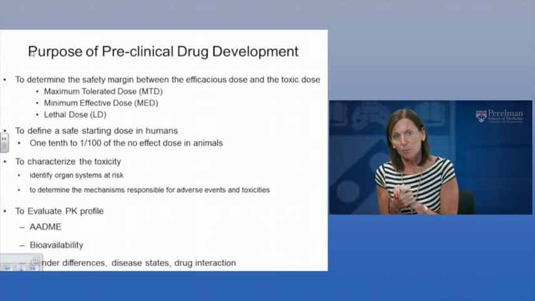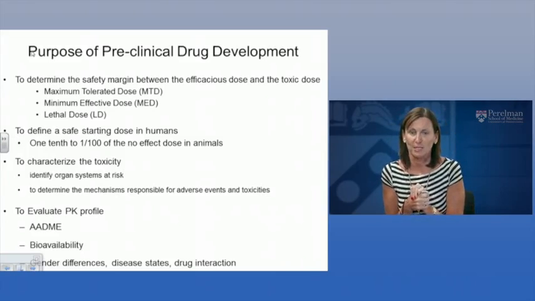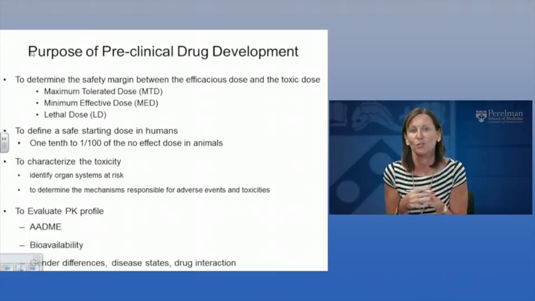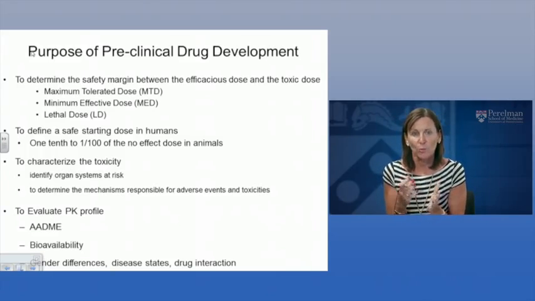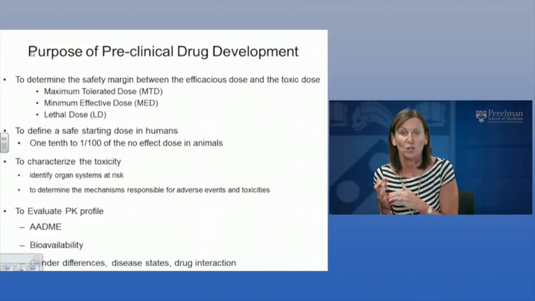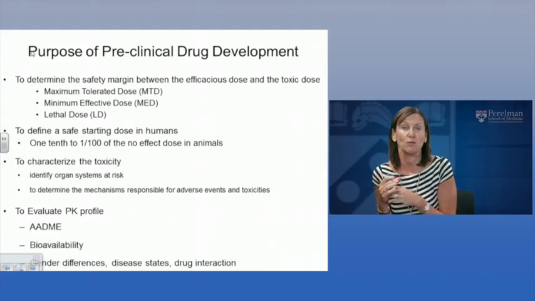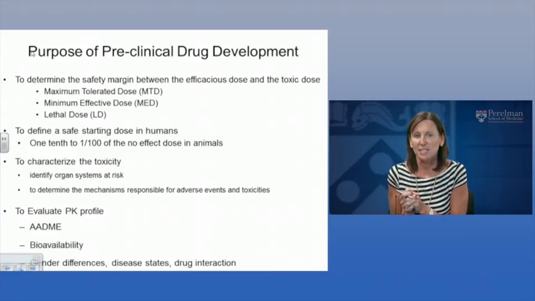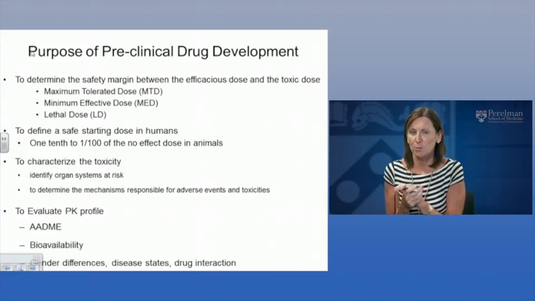So a second purpose of preclinical drug development is to define a safe starting dose in humans. Now, this may sound a little bit crazy to you, but the safe starting dose in humans is somewhere between 1/10 to 1/100th of the no effect dose in animals. And the no effect dose is exactly what the words would imply, the dose at which zero response is seen. So this is an extraordinarily cautious approach to exposing humans to drugs for the first time.